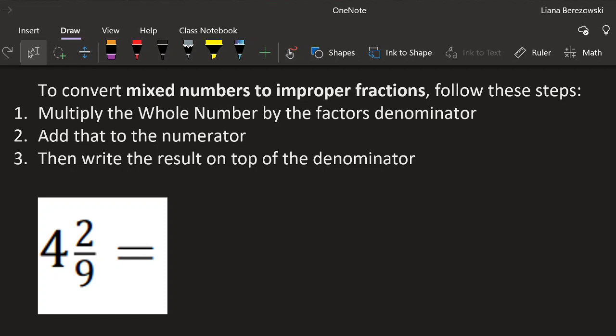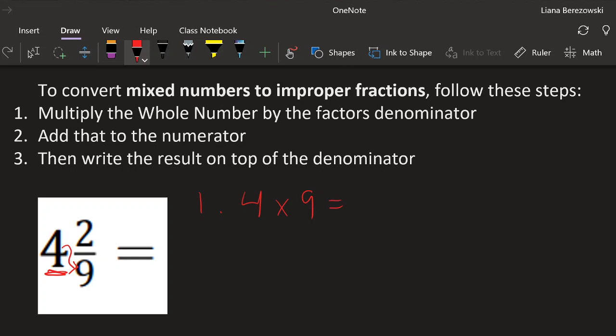So to convert a mixed number to an improper fraction, we just have 3 steps. We're going to multiply our whole number. Okay, so the whole number, like for this example, would be 4. We're going to multiply it by the fraction's denominator. Okay, so we're going to multiply it by this denominator. We're going to add that to the numerator and then write the result on top of the denominator. Okay, so let's try and do that. So we have 4. Multiply the whole number by the fraction's denominator. So we want to do 4 times 9.